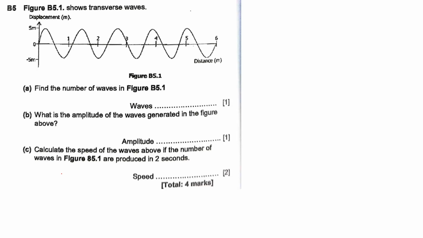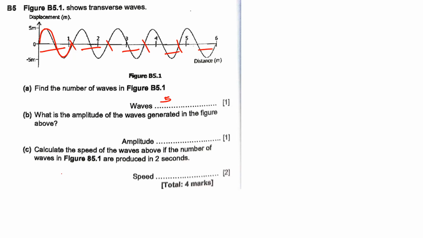Now, what is the first question here? Find the number of waves in figure B5.1. How do you find the number of waves? One wave, we count the one that has a crest and the trough. So this makes one wave. In other words, up to there is one wave, up to there another wave, up to there another wave, up to there another wave. If we were to count, how many are they? 1, 2, 3, 4, 5. So we have 5 waves here. So number of waves is equal to 5.